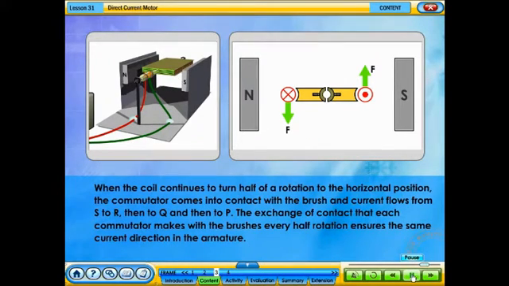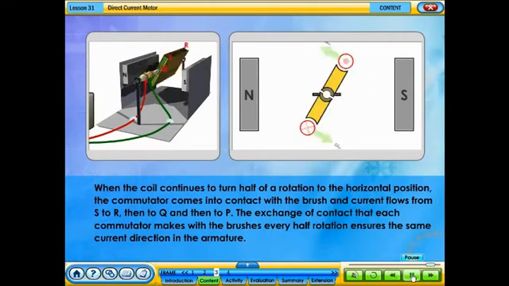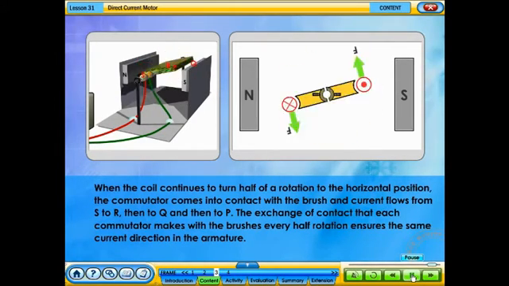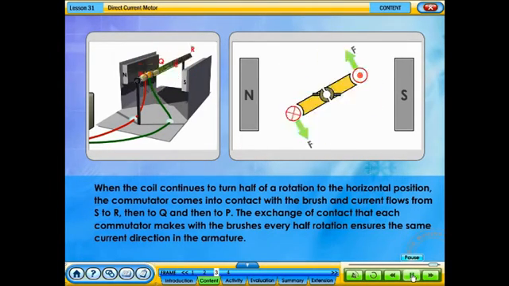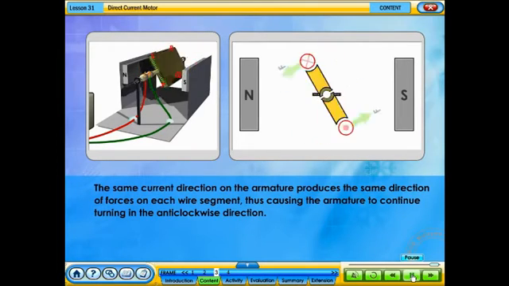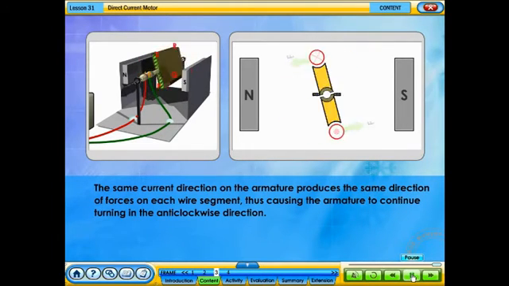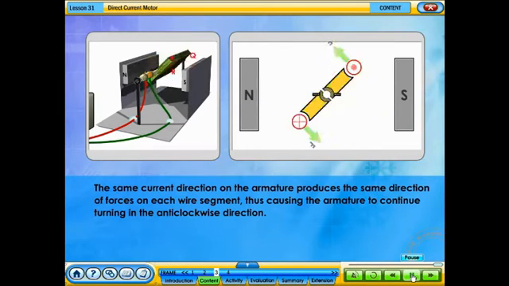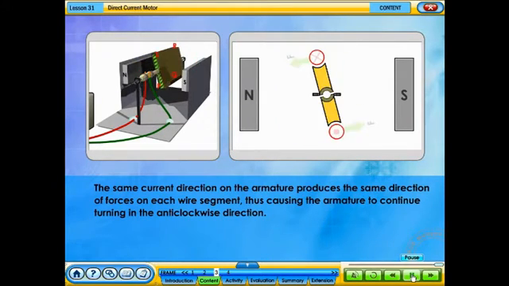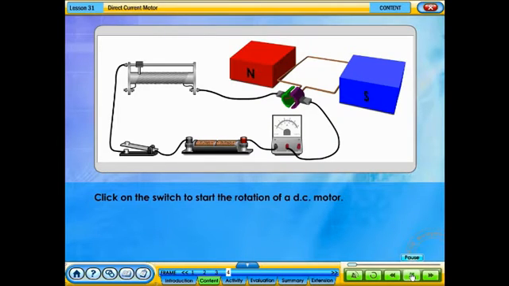When the coil continues to turn half of a rotation to the horizontal position, the commutator comes into contact with the brush and current flows from S to R, then to Q, and then to P. The exchange of contact that each commutator makes with the brushes every half rotation ensures the same current direction in the armature. The same current direction on the armature produces the same direction of forces on each wire segment, thus causing the armature to continue turning in the anti-clockwise direction. Click on the switch to start the rotation of a DC motor.